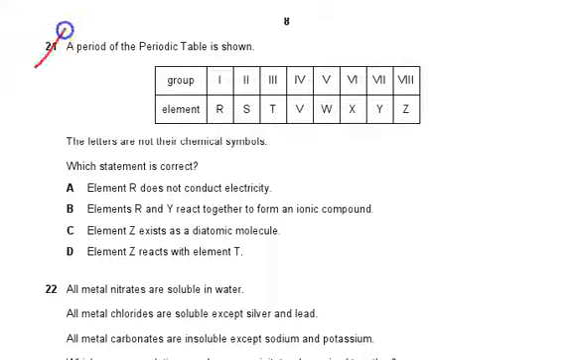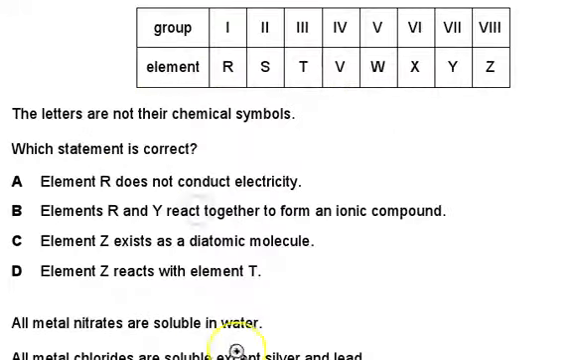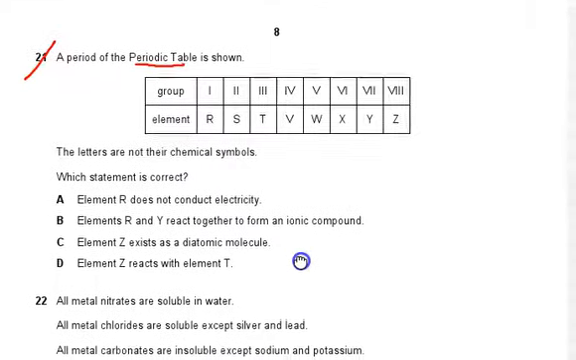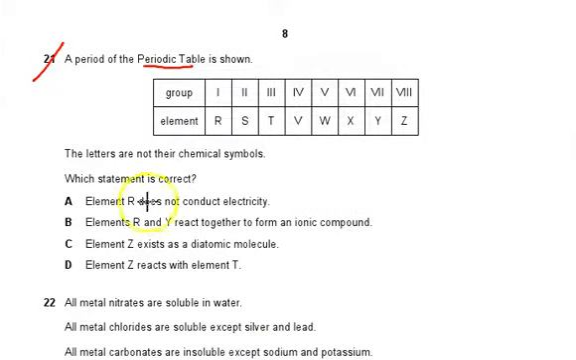Okay, for number 21, a period of a periodic table is shown. This is group 1, 2, 3, 4, 5, 6, 7, 8, and these are the elements that we have. And here, the letters are not their chemical symbols.